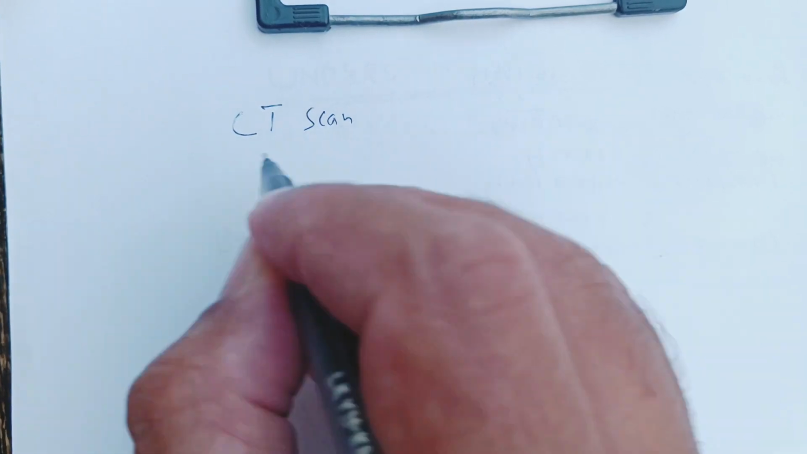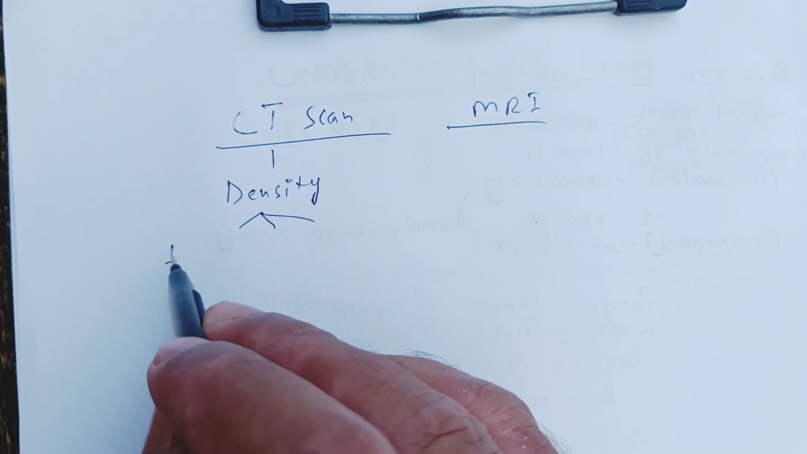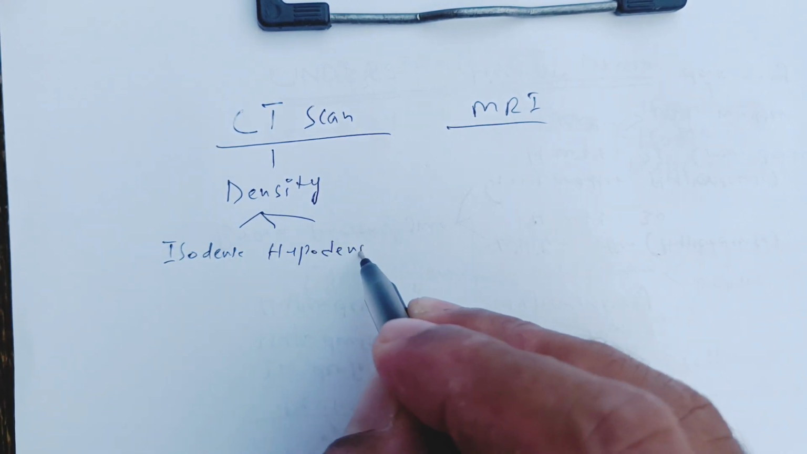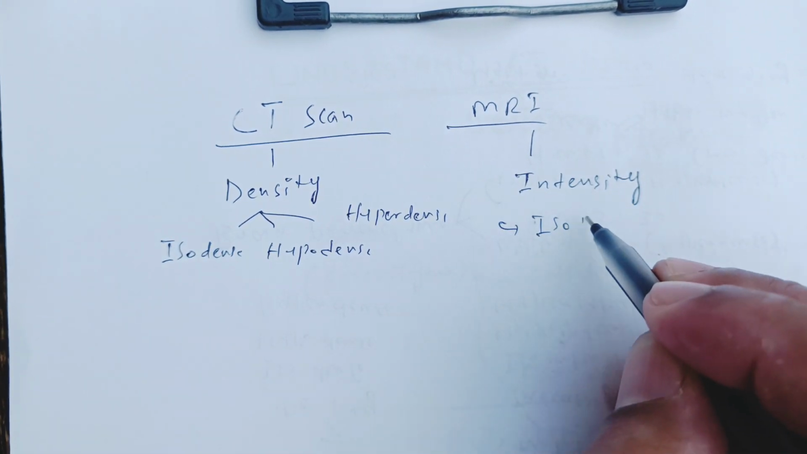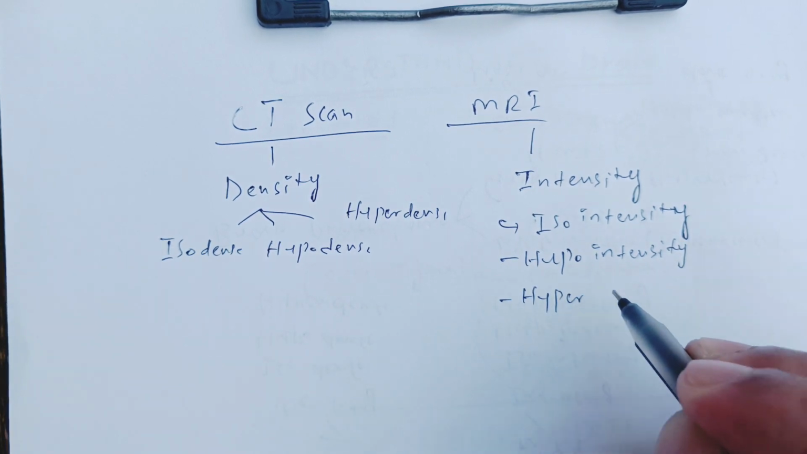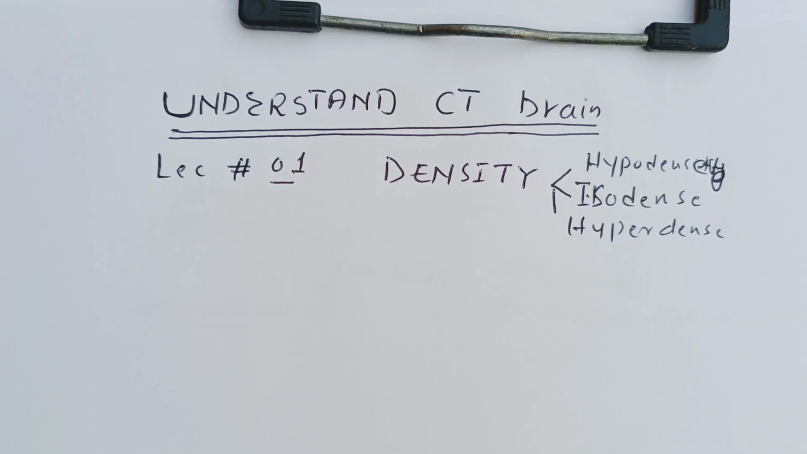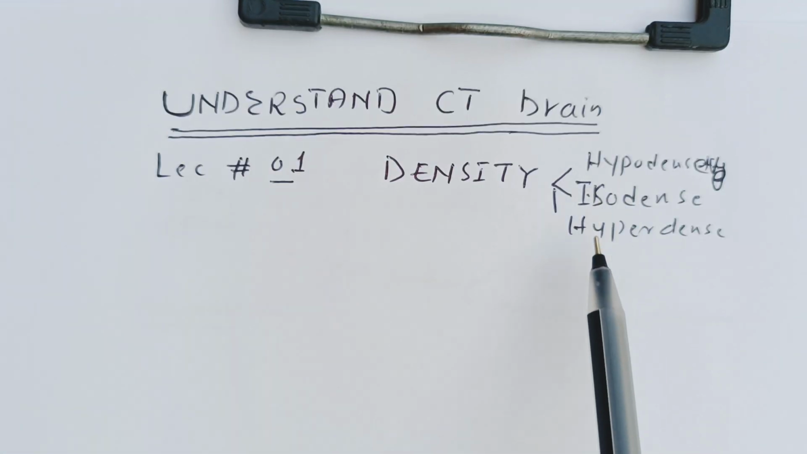So remember, when we are reading CT scan or MRI: when we read CT scan, we talk about density, isodense, hypodense, and hyperdense. When we are reading MRI, we talk about intensity, that will be isointense, hypointense, or hyperintense. So for understanding CT brain, our lecture first will be on density: isodense, hypodense, and hyperdense.